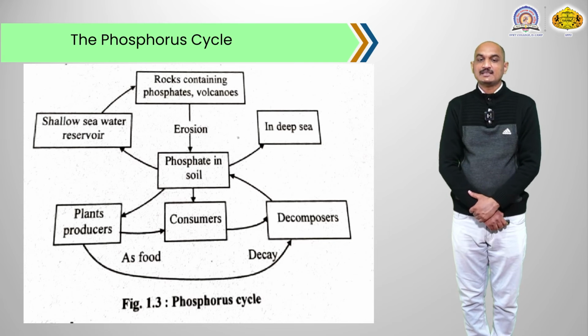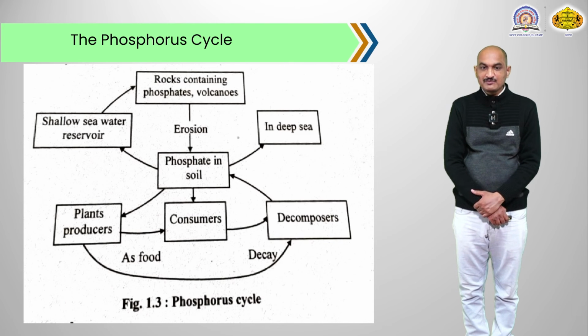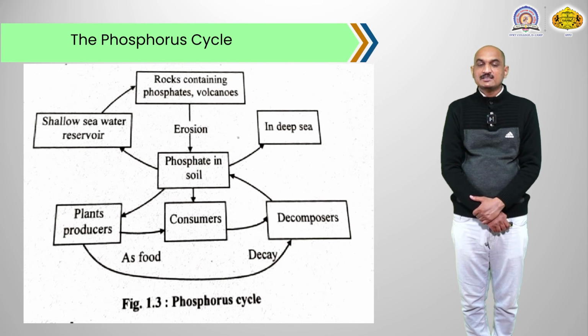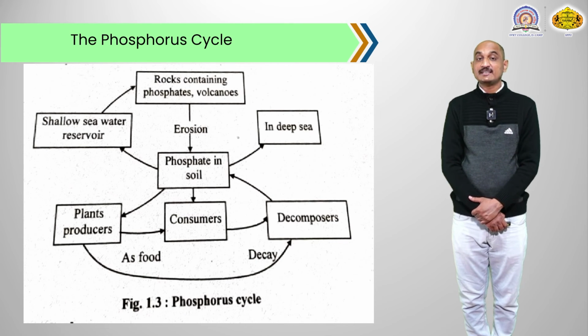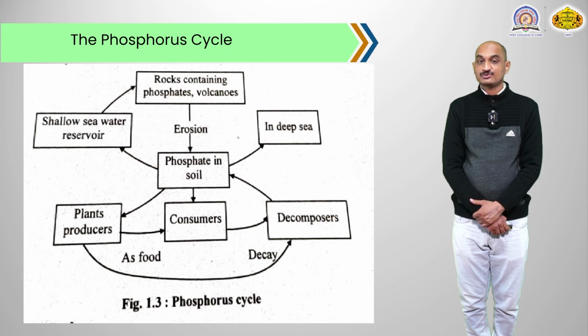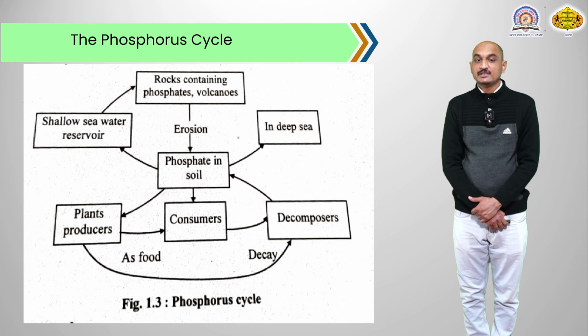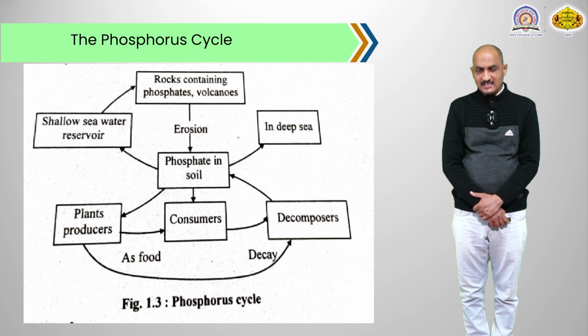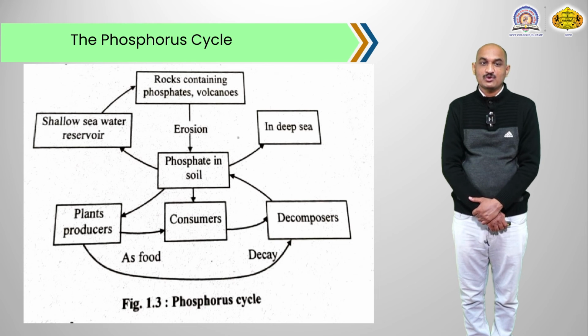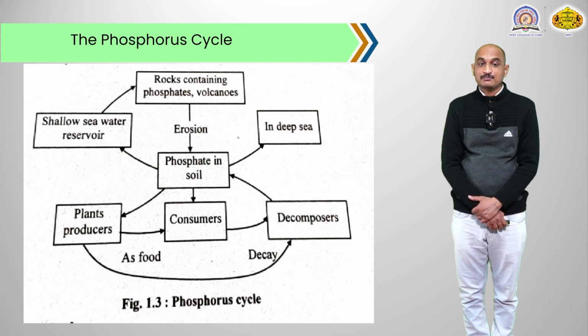This is the diagrammatic representation of the phosphorus cycle. The source of phosphorus is the rock containing phosphates, and volcanoes. After erosion, the phosphates are incorporated into the soil, and from the soil they are transformed into different segments in shallow sea water reservoirs, then plant producers in deep sea.